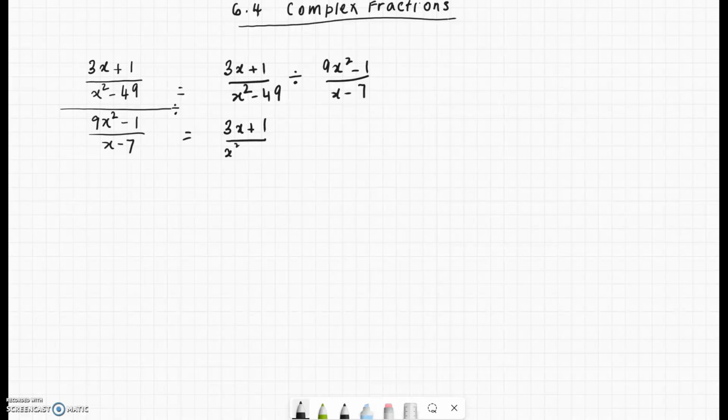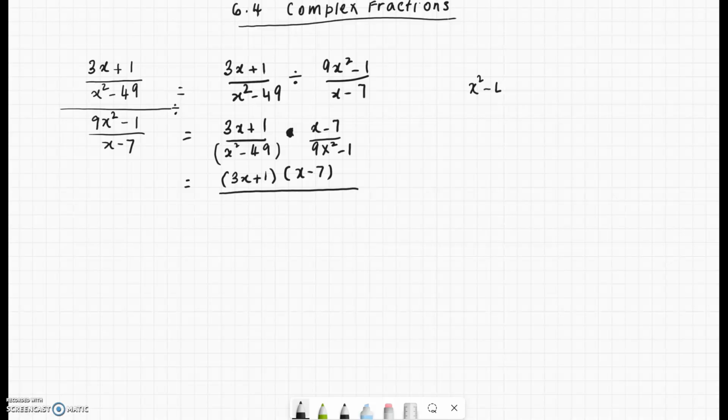So this is (3x + 1)/(x² - 49) times, flip the fraction on the right, (x - 7)/(9x² - 1). Now all you have to do is factor. The numerator is (3x + 1) times (x - 7). Make sure you have parentheses. Over. Now there was nothing to factor in the numerator, but in the denominator, x² - 49.